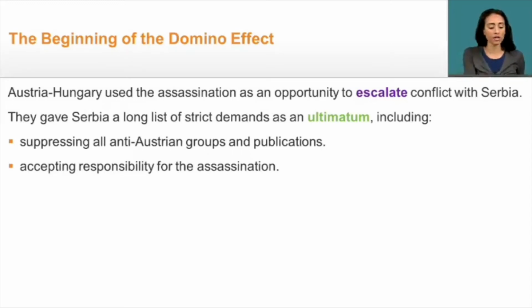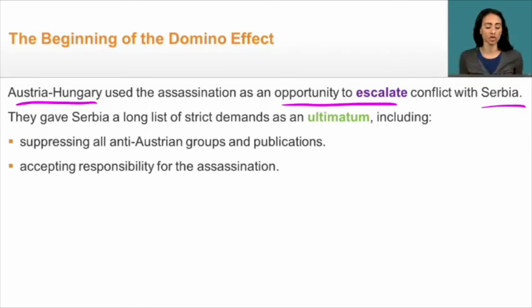Well, Austria-Hungary is going to use that event as an opportunity to escalate its conflict with Serbia. So what they decide to do is give Serbia a long list of strict demands that served as what we call an ultimatum, basically saying that if you don't agree to do all of these things, you're in trouble, and you have to do these things. There's no compromise here.